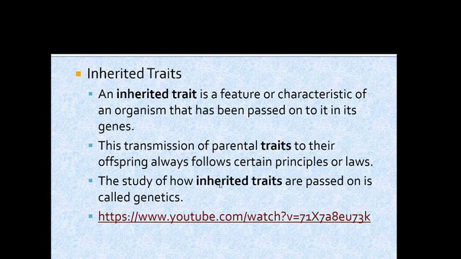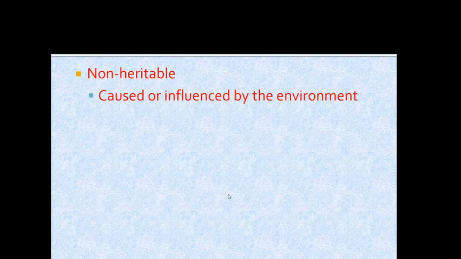Inherited traits are traits that are passed on from your parents to you through their genes. This transmission of parental traits to their offspring always follows certain principles or laws. I don't know if you still remember the Punnett square, but we will still be discussing that anyway. When I'm drawing those squares with symbols, that will be the Punnett square. The study of how inherited traits are passed on is called genetics.